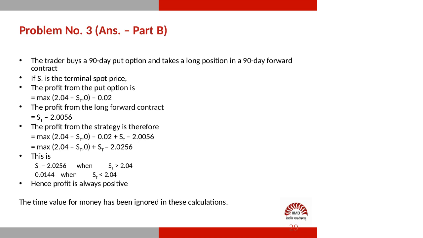When ST is less than 2.04, what will happen? The first term will actually vanish. So therefore, again, whatever you do, you'll always get a profit, which is always positive. And hence, this also gets you a positive profit and an arbitrage possibility under all conditions.